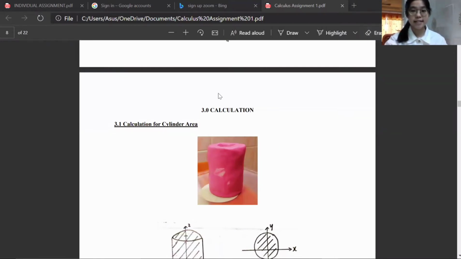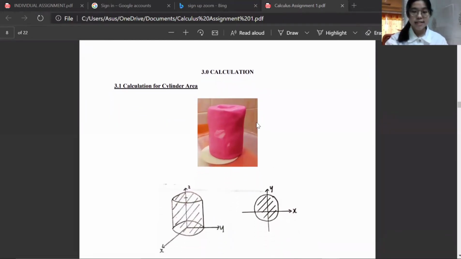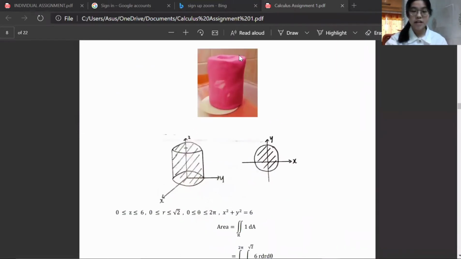The first shape is the cylinder shape. You can see it in the picture below. From this picture, I calculate that the height of the cylinder is 6 cm, while the radius of the cylinder is 4 cm. The 6 cm height is the z value, which is the upper limit, and the lower limit is 0. While for the radius, since the diameter is 4 cm, we divide by 2 to get 2. So the upper limit of the radius is square root of 2, while the lower limit is 0. And here we can conclude that x squared plus y squared equals z equals 6.